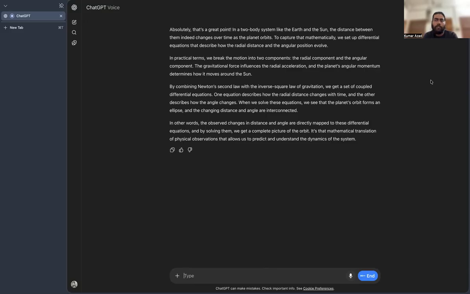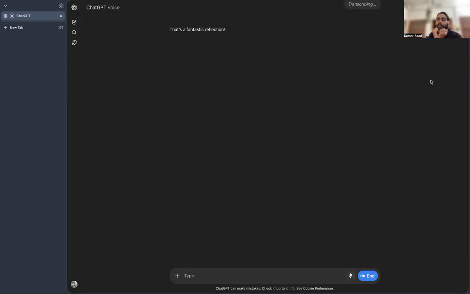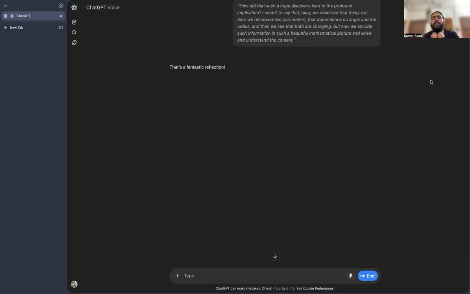But how did such a huge discovery lead to the profound implication? I mean to say that okay, we observe that thing, but here we observe two parameters that depend on angle and the radius, and then we see that both are changing. But how do we encode such information in such a beautiful mathematical picture and solve and understand the context? Forget about this two body system, but what was the initial idea that led to the development of this thing?